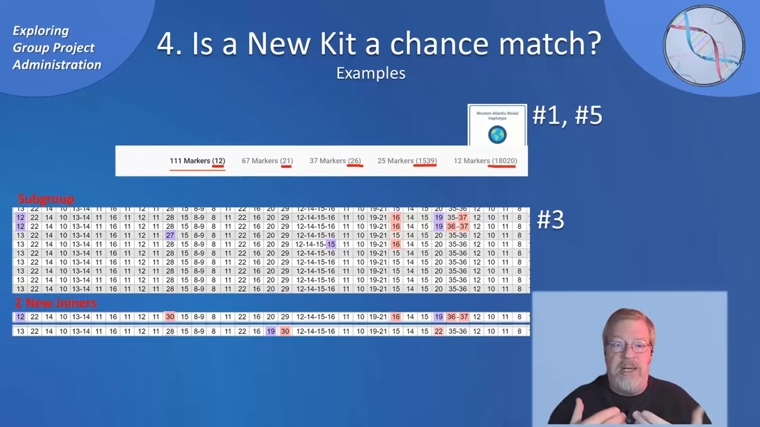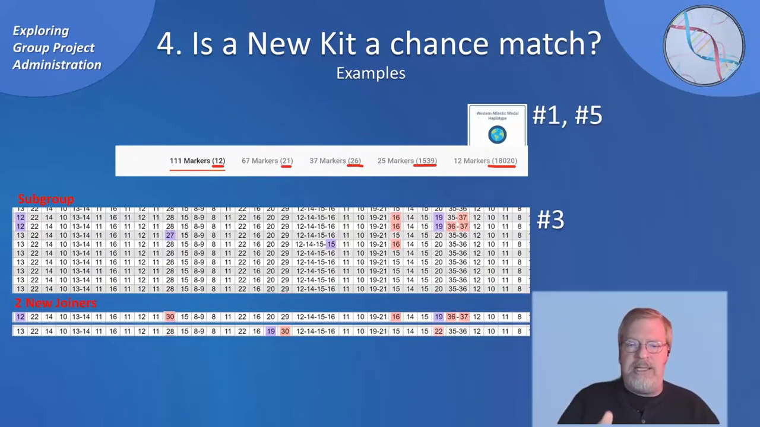If I was an admin and I looked at this, I'd say, okay, well, I'm not going to bother to try to analyze them at 12 or 25 if that's all they've tested to, or if that's all my subgroup has, right? You've got then an example of number 3. So here's a subgroup I have as an example. They have these STRs, and I've got 2 new joiners that have come in, and I take a look at their off-modal patterns, which means the STR values that have been colored here on the actual.